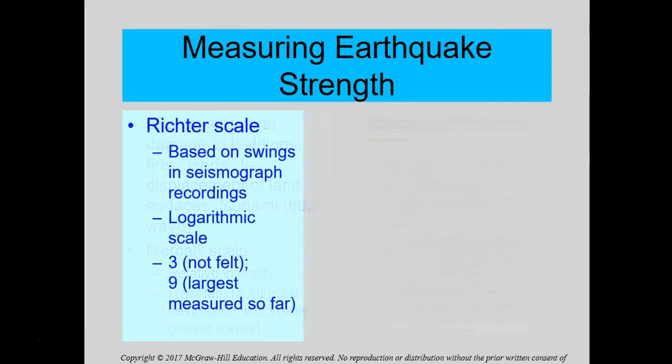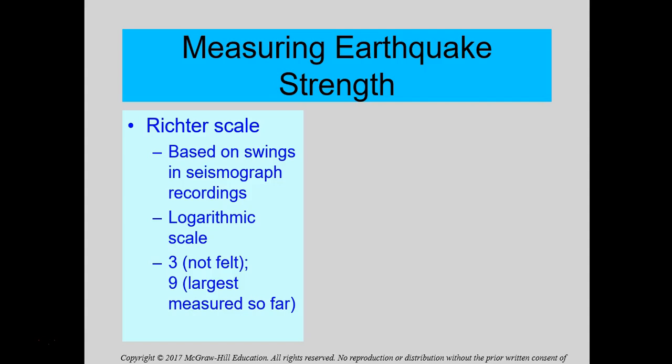But possibly the most common way to measure earthquakes is what's known as the Richter scale. The Richter scale is dependent upon how much the seismograph needle swings, but it measures the earthquake's intensity, and is a logarithmic scale. Remember that for every increase of 1 on the Richter scale, you have a 10 times increase of earthquake intensity. So a 4 is 10 times more powerful than a 3. A 5 is 100 times more powerful than a 3.